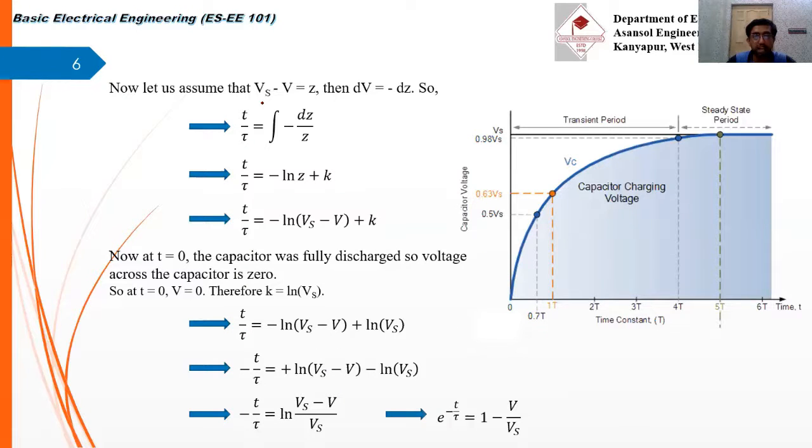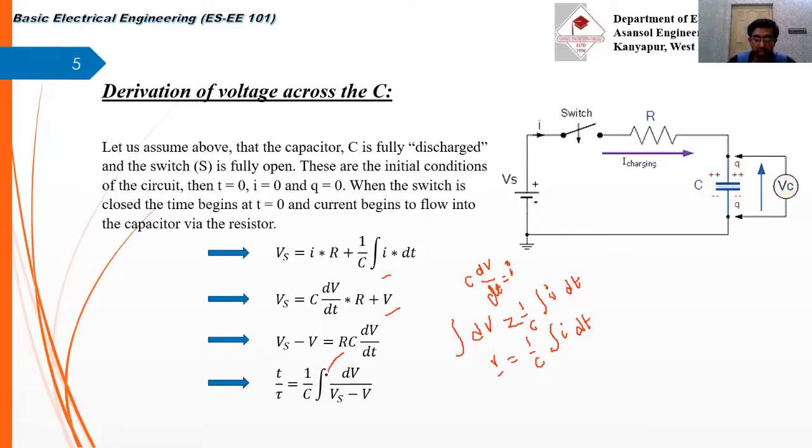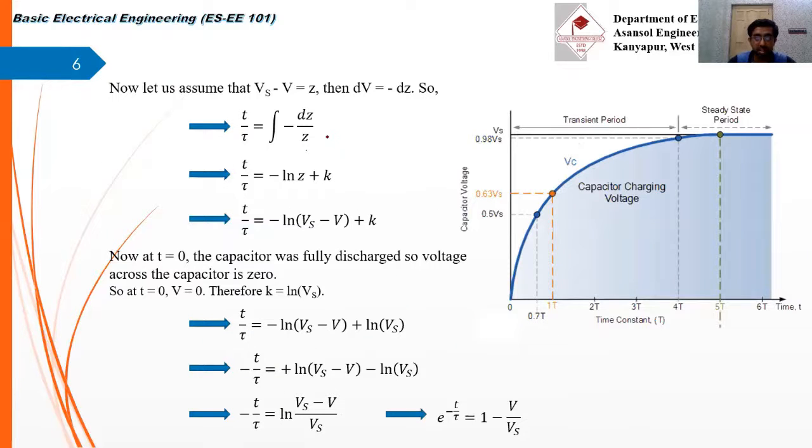Here let us assume that Vs minus V equals Z, then dV equals minus dz. So the whole term will be reduced to dz by z with a minus sign. Clear? So t by tau equals minus ln z plus k, where k is a constant. Now what is the z value? Z value is Vs minus V.